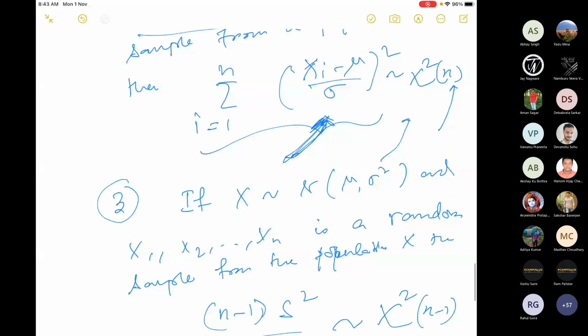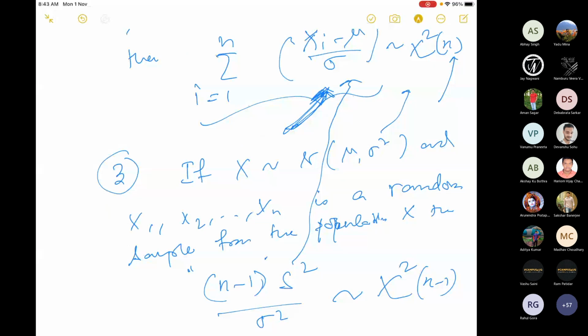Because see, S square is nothing but this, not exactly this, but the sum of (Xi minus mu) whole square by n minus 1. So n minus 1 goes up here, sigma square is divided here, and then this entire term is nothing but chi-square because of the above result. But this is chi-square with n minus 1.